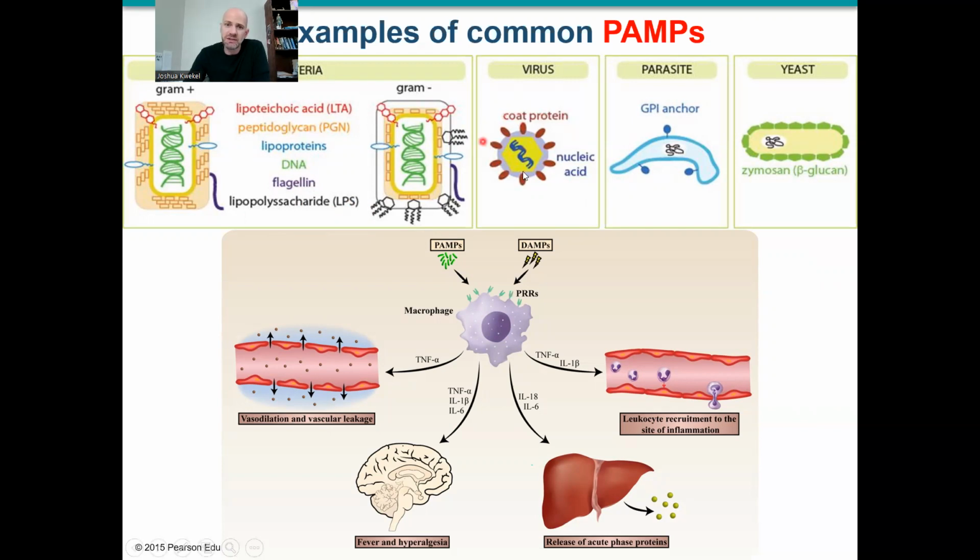Virus proteins on the surface, parasites have GPI anchors, and yeast cells have different protein markers on their surface. All of these are examples of a PAMP, to which a macrophage or a dendritic cell can say, hey, I recognize that. That's not supposed to be here. Let me go eat you. Therefore, when it sees the PAMP or the DAMP, it's going to start communicating an inflammatory response and trigger an antigen presentation pathway.